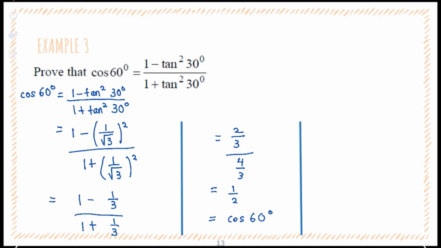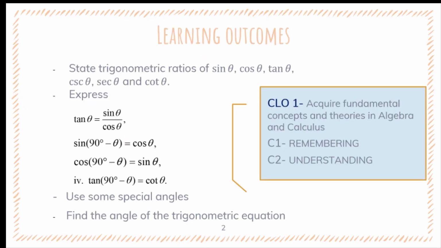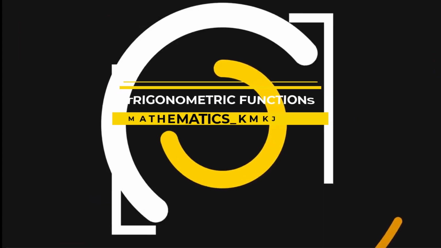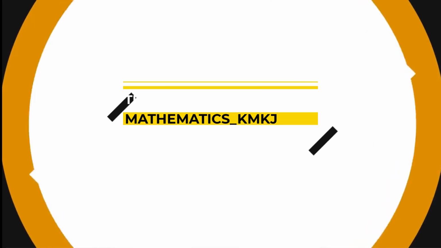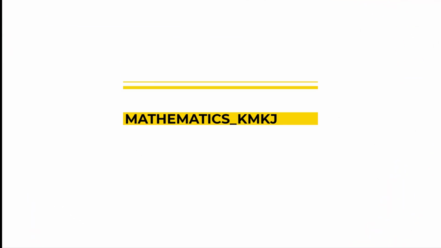Okay students, can you follow this example? How to prove that cos 60 equals 1 minus tangent square 30 divided by 1 plus tangent square 30. It's very important that we use the exact values of the special angles. So I hope all of you are able to achieve our learning outcome, which is to express tangent theta as sine theta over cos theta and so on. Thank you students.